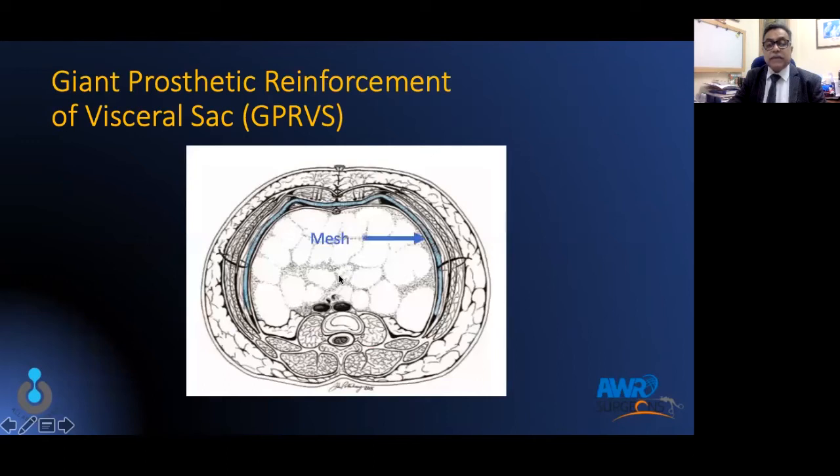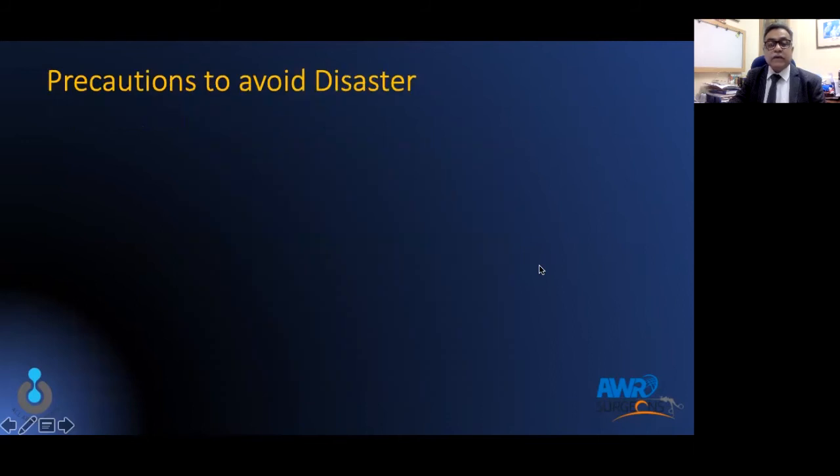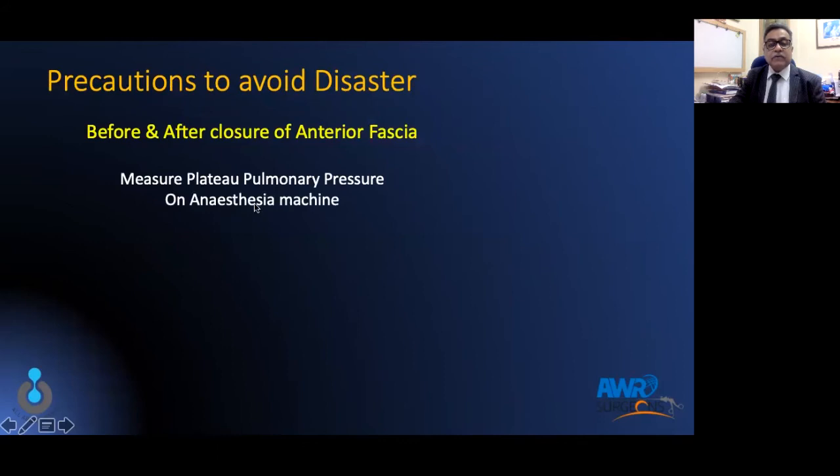So at the end of the TAR procedure, there has to be a picture like this, where there is a big piece of mesh lying in the sublay position, going into the place between the divided transversus abdominis and the transversalis fascia, and it reaches right up to the paraspinal muscles on either side. Longitudinally it goes from diaphragm to the pelvis, and that's how there is a complete giant prosthetic reinforcement of the visceral sac.